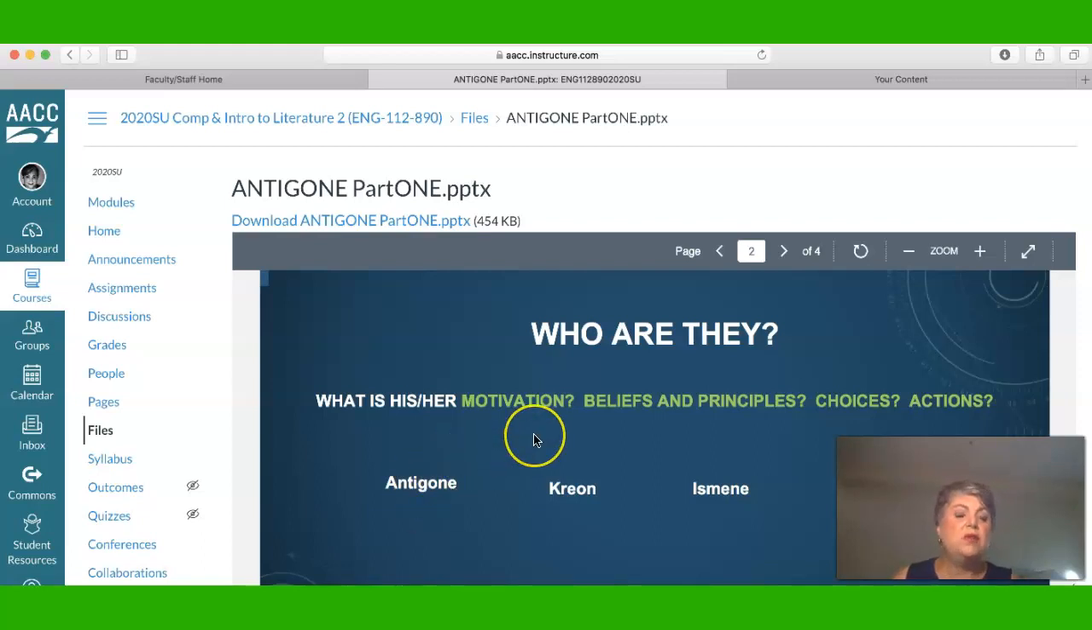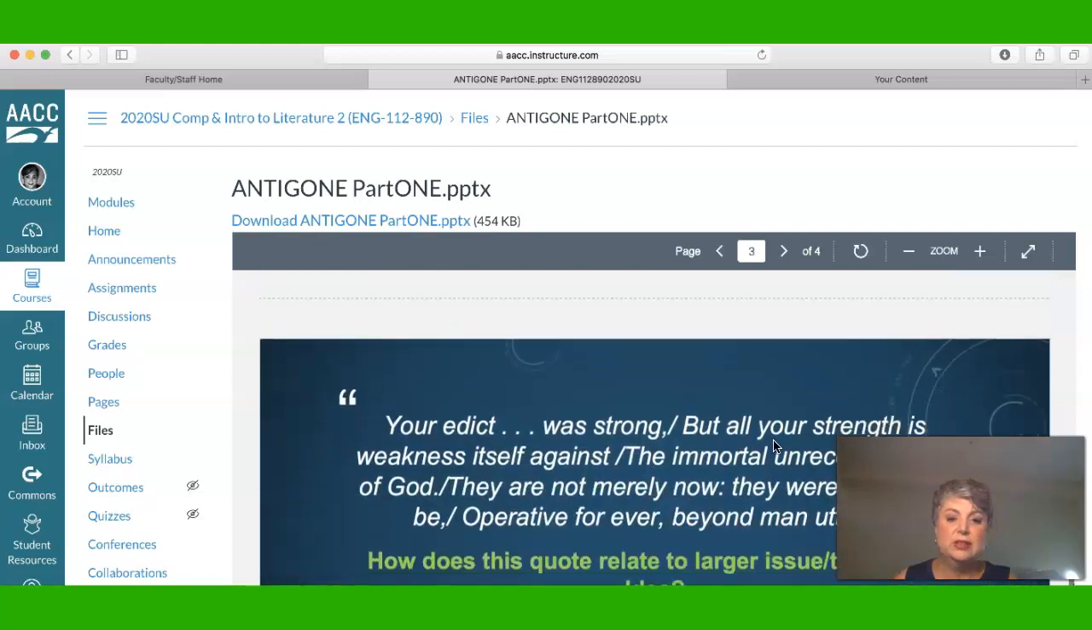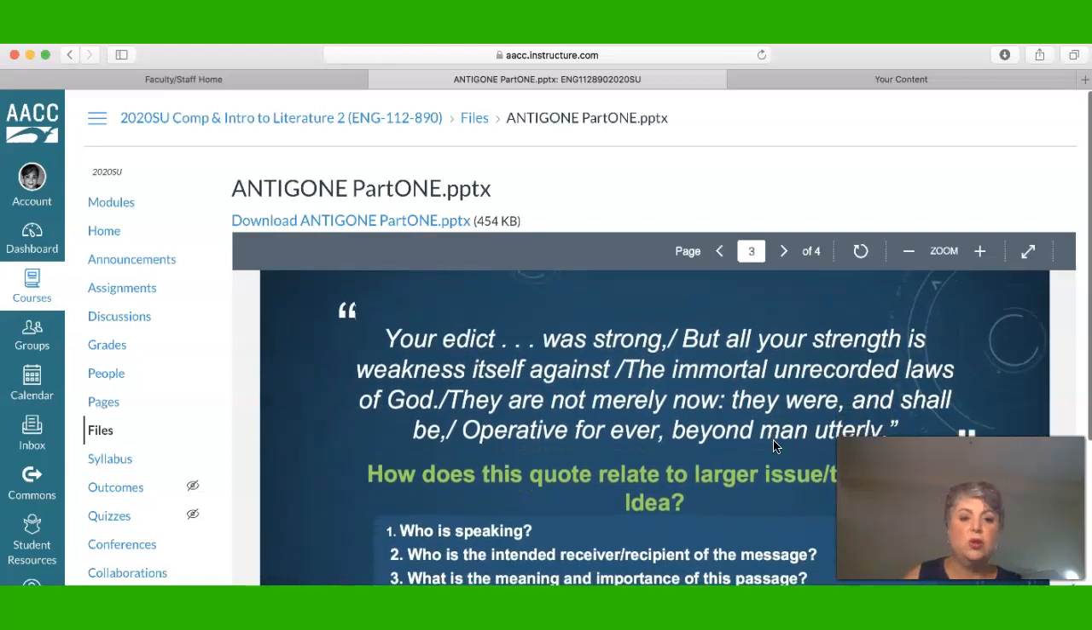So think about motivation, right? What motivates any or all of these characters? What kinds of beliefs and values do these characters demonstrate? What are their choices and actions? And I'm just going to scroll through here. Here's a quote. If you may not have already started reading Antigone, that's okay.